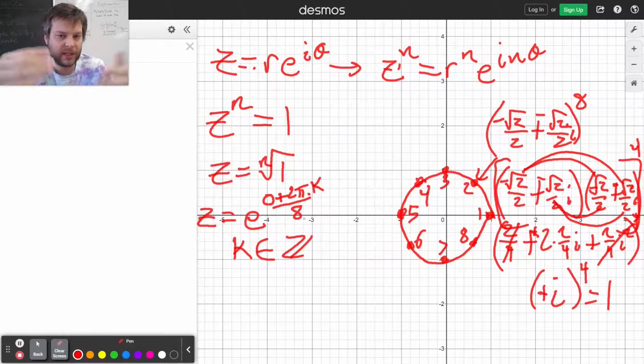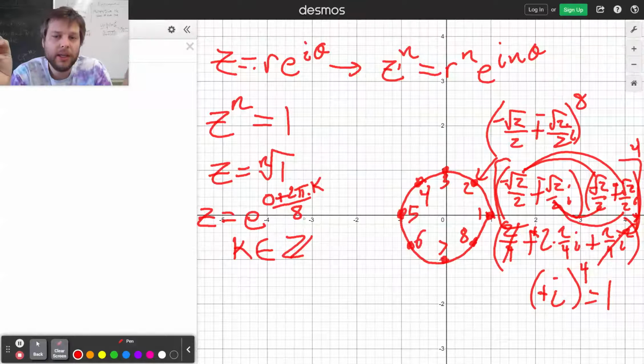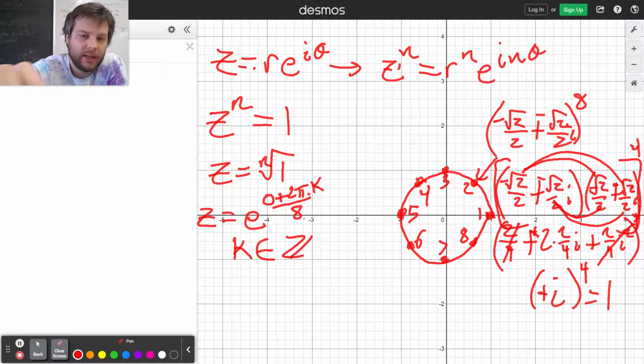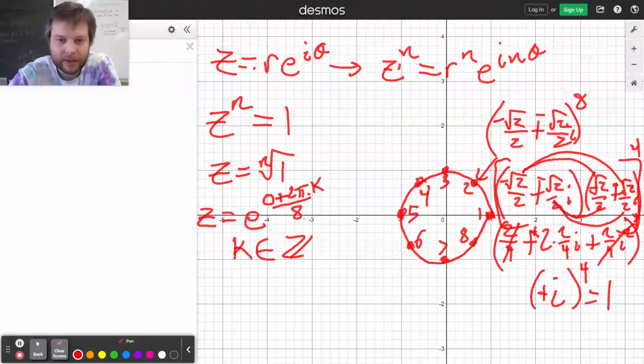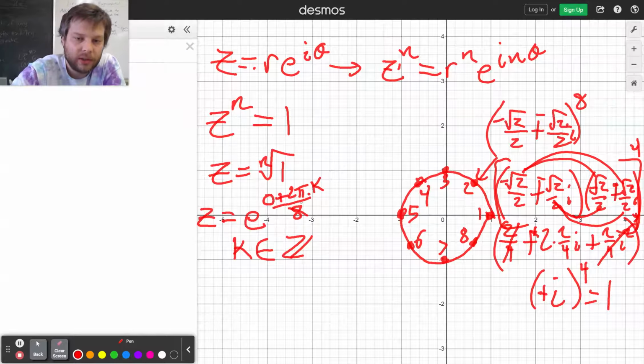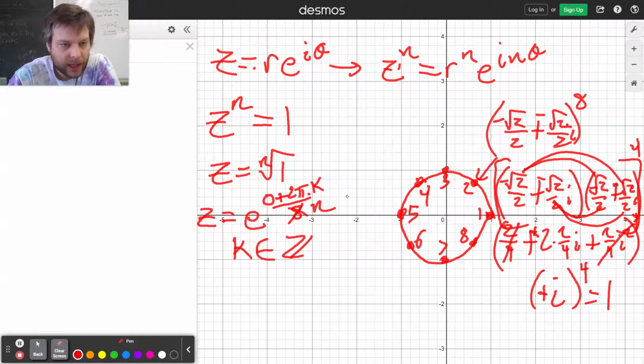Because of course, once k gets to 8, 9, 10, etc., you're just going to rotate back around the circle again. So this is the idea for a root of unity. A root of unity is on the unit circle, and they're all evenly spaced out by rotating by 2 pi over n for whatever n value you have. I did my particular example in terms of 8. The general example would just replace the number 8 with the letter n.